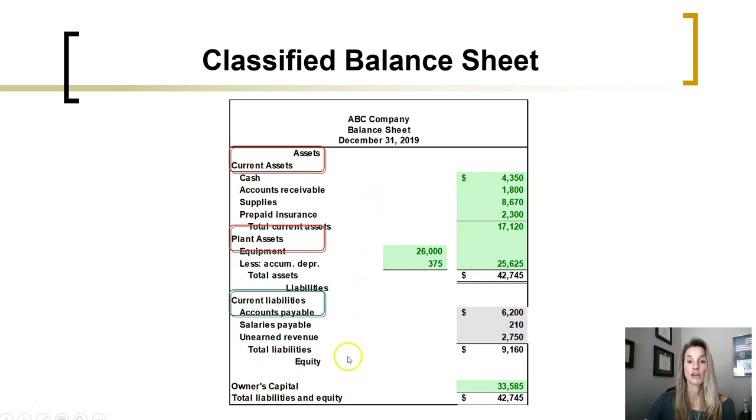Nothing new is reported here in the balance sheet from what we have learned in the past. The only thing the classified balance sheet does is it classifies assets by whether they are current or non-current, long-term, and liabilities as to whether they are current or non-current, long-term.